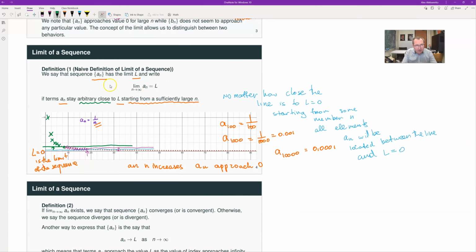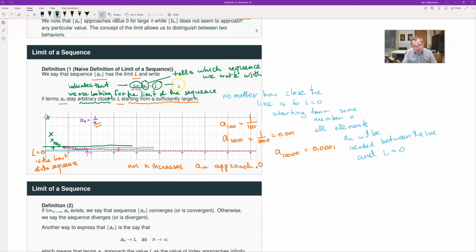The last thing I'd like to do on this slide is to go over the notation for limits. First of all, the word limit over here indicates that we are looking for the limit of the sequence. Now, a sub n makes the sequence specific. It tells which sequence we work with. L is the value of the limit. And n goes to infinity is standard for limits of sequences. We usually consider the cases where the index goes to infinity. There are some special cases where we go not through every value of the index, but only through some, but that is usually discussed separately.